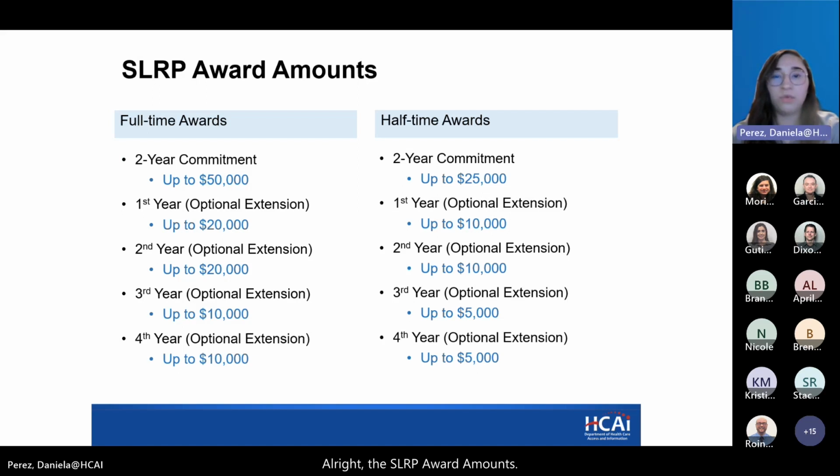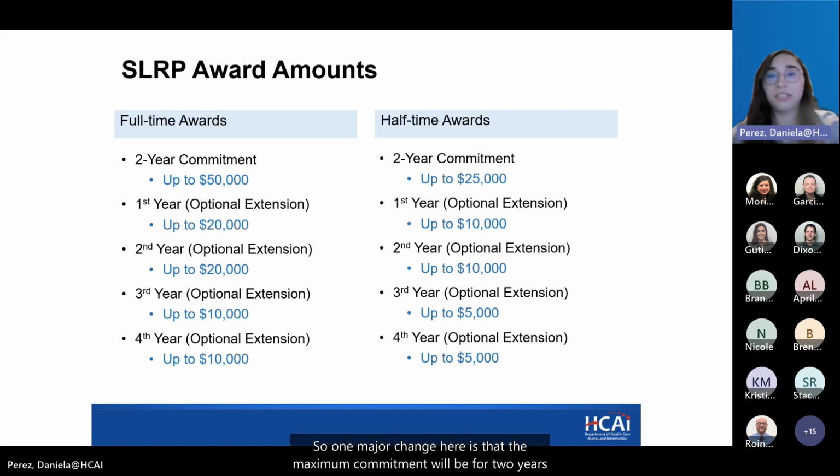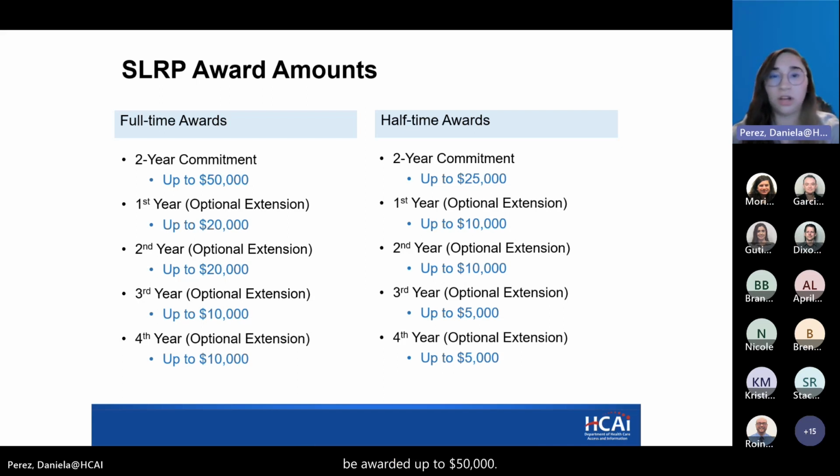All right, the SLRP award amounts. So one major change here is that the maximum commitment will be for 2 years. An awardee participating in a 2-year commitment as a full-time grantee will be awarded up to $50,000.